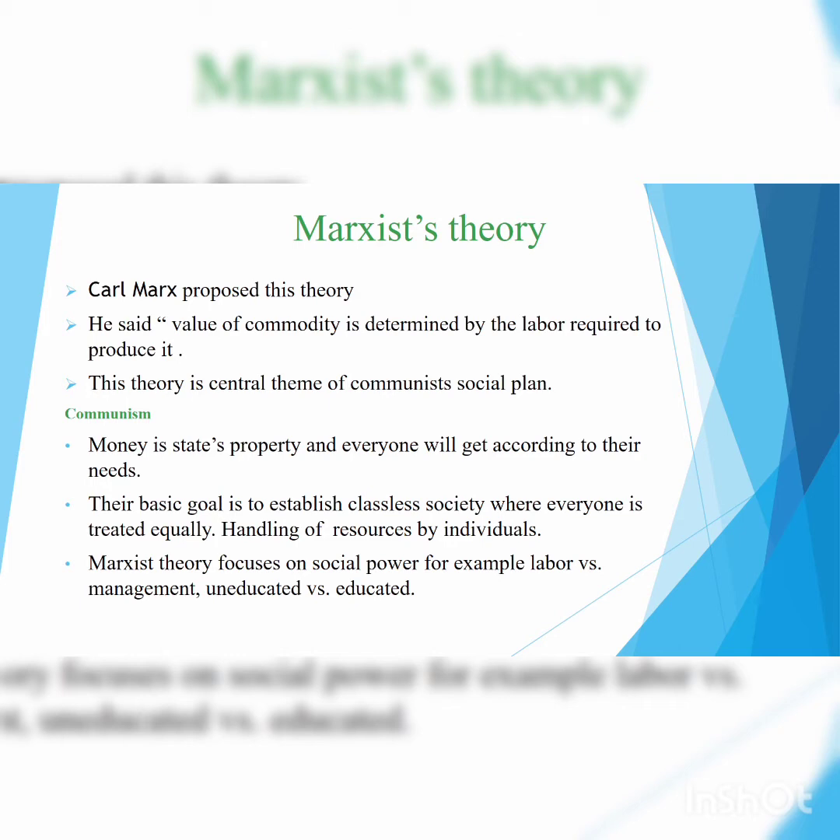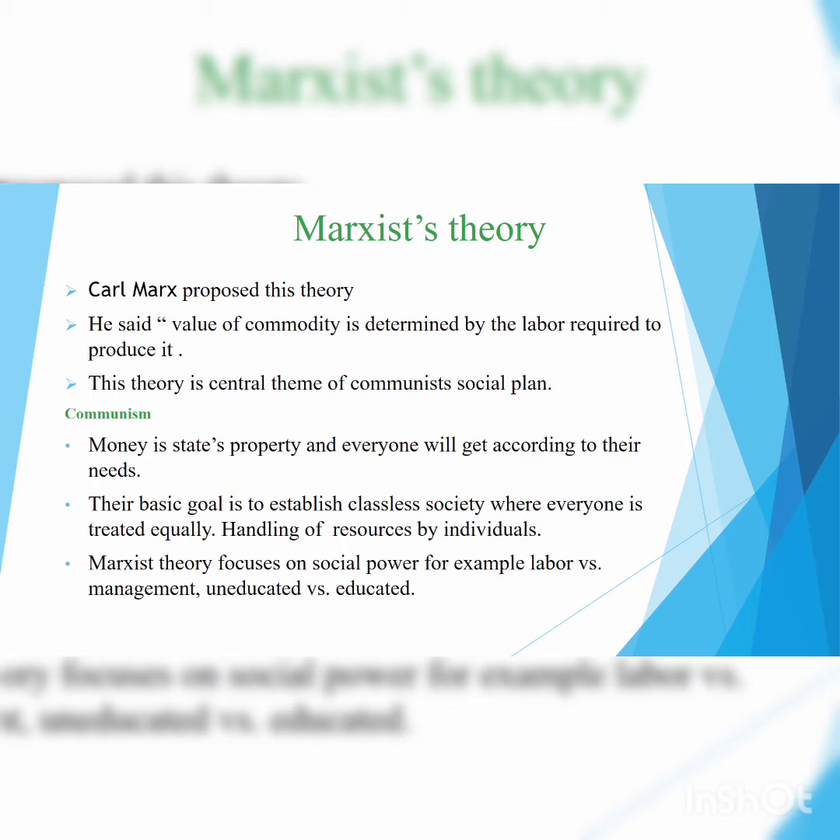Whereas the opposite of communism is capitalism, where the person owns the property and other assets. So the basic goal in communism is to establish a classless society where everyone is treated equally. Handling of resources by individuals is not allowed in communism. The Marxist theory focuses on social power, for example, labor versus management, and education versus educated society.